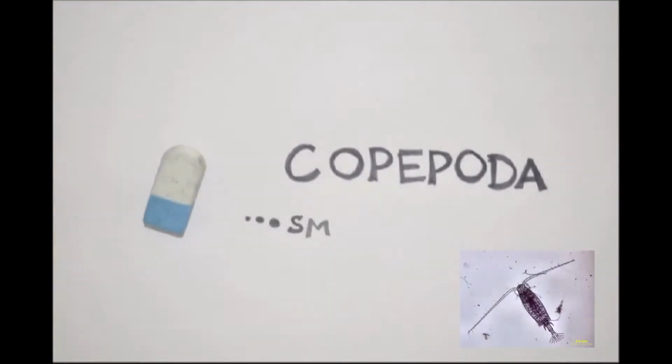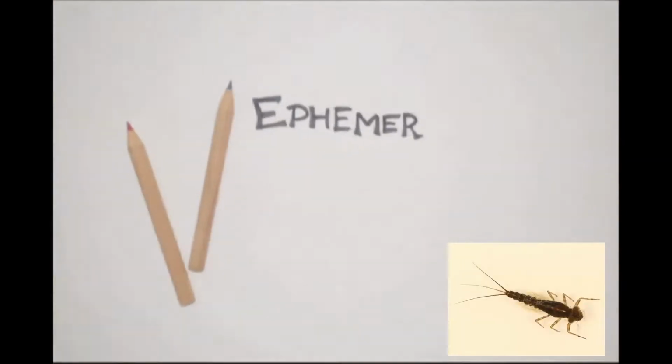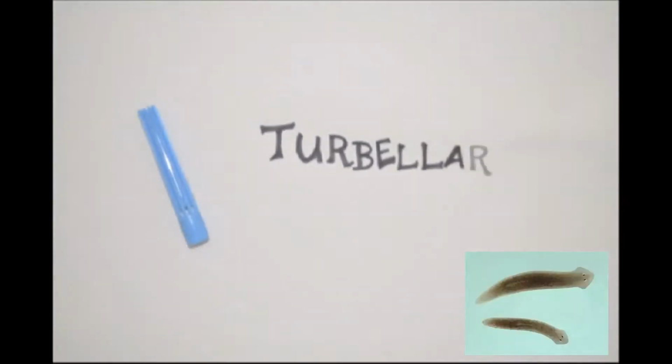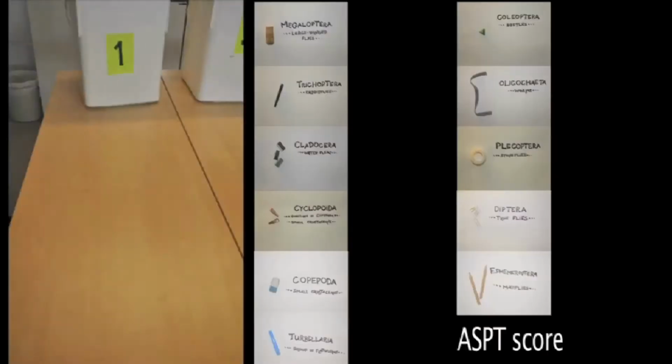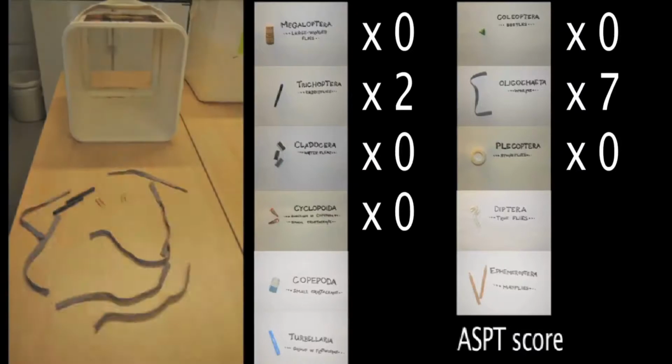They're also looking for Copepoda, small crustaceans, Cyclopoida, a subclass of Copepoda, Ephemeroptera, mayflies, and last but not least, Tubularia, which are a group of flatworms. And they're off, as of course tradition, site one to start. Not impressive, but still a good number of taxa out there, which isn't too bad. And what looks like a total of 3 taxa, and here are the numbers.